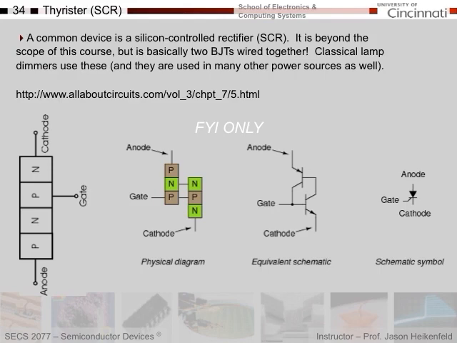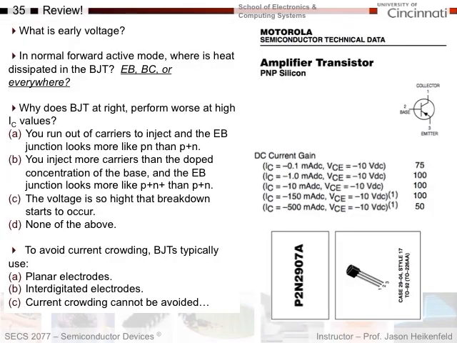Okay, we'll skip past this, but I will mention that a lot of classical dimmers and power supplies use something called a silicon-controlled rectifier. It's basically two BJTs wired together in a very unusual but powerful way, as you can see in these circuit diagrams, but it's beyond the scope of this class. So if you want to understand how SCRs work, you can use what you know about BJTs and look into these a little bit more deeply. Okay, that's it. Here's your review.